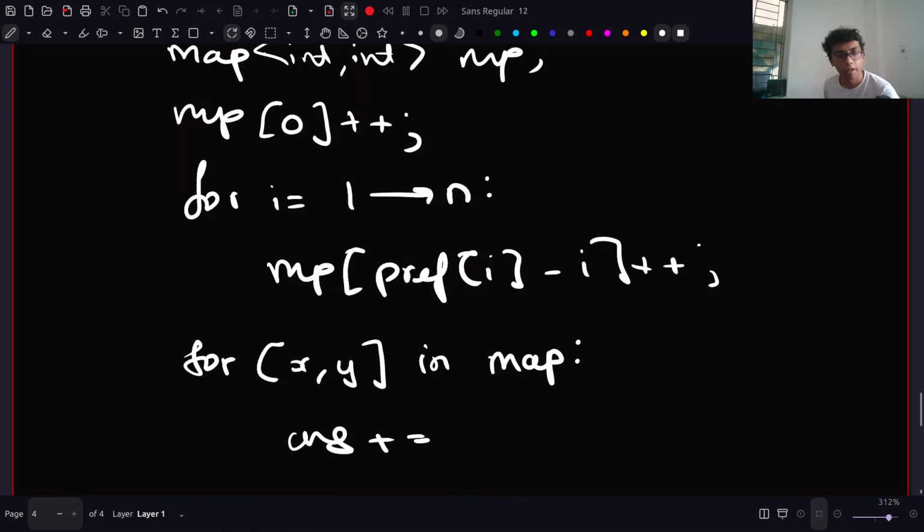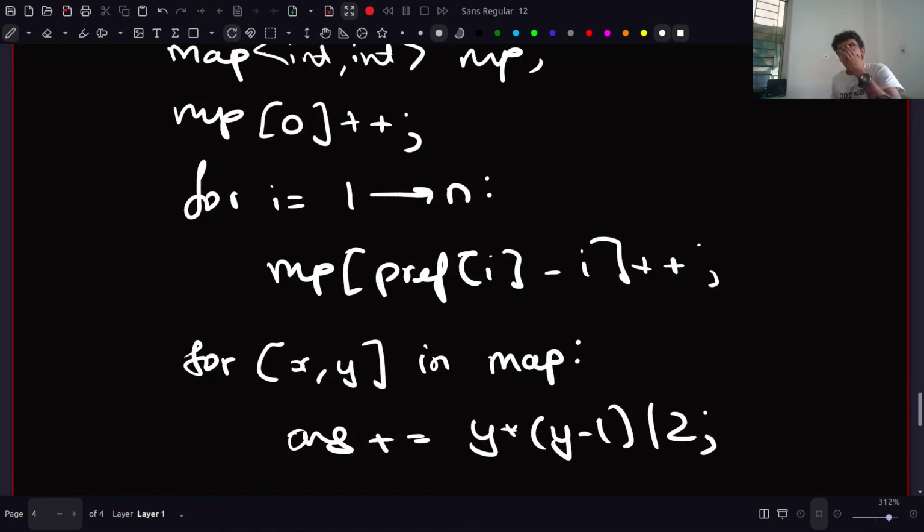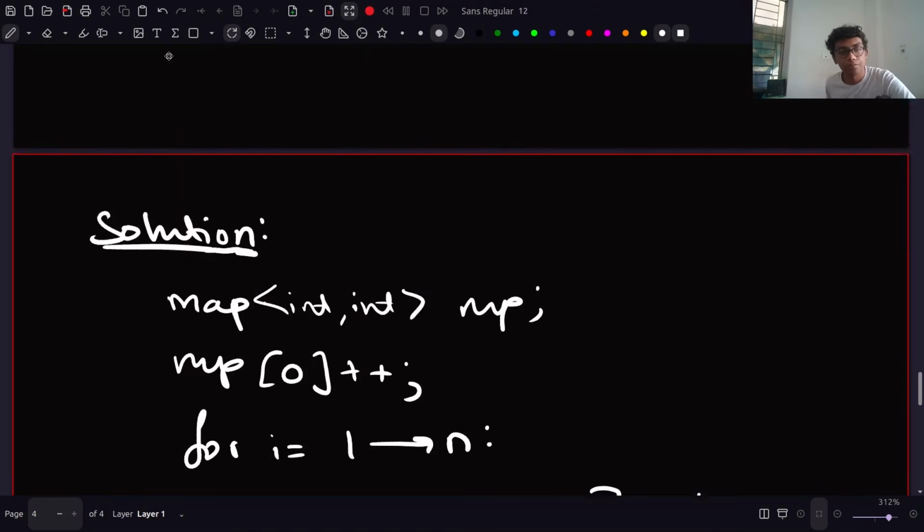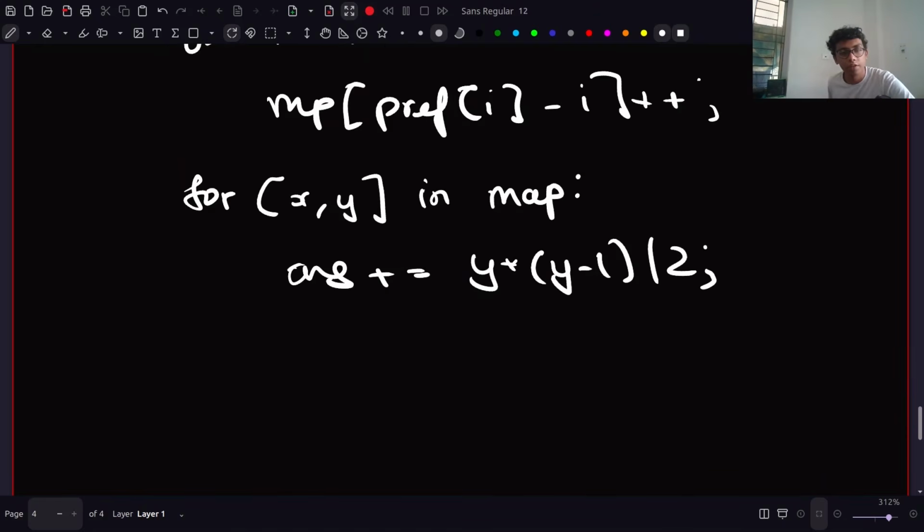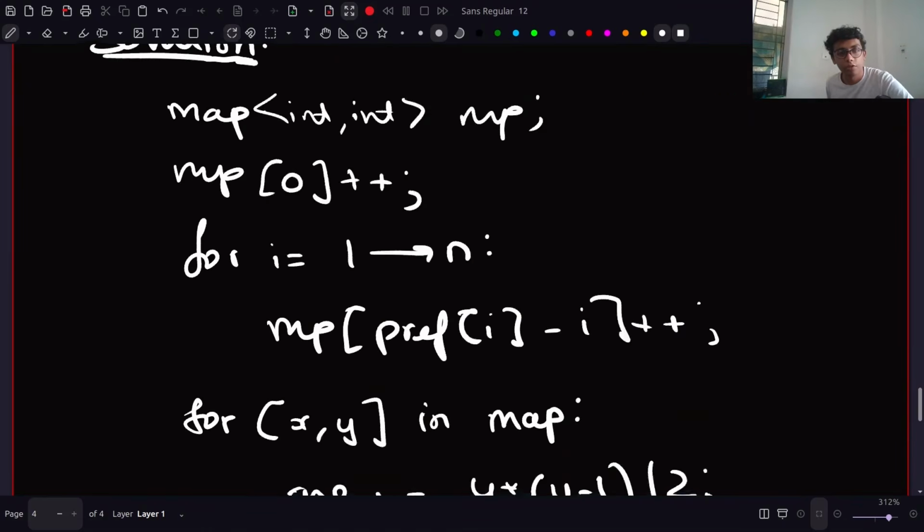So we can make y times y minus 1 by 2 pairs. We add that to our answer, and then finally we can return the answer. So this is the full solution to the problem.